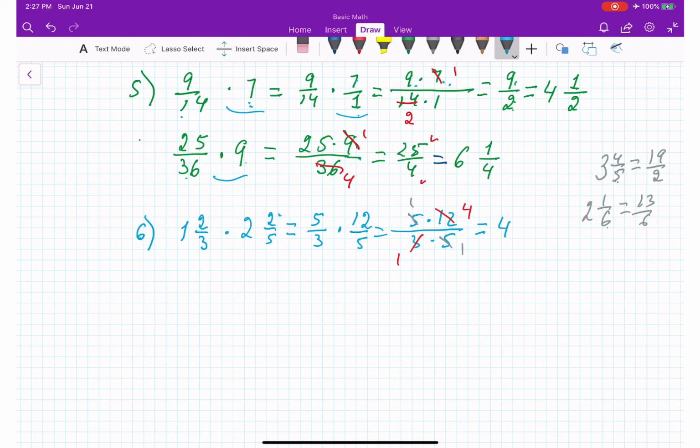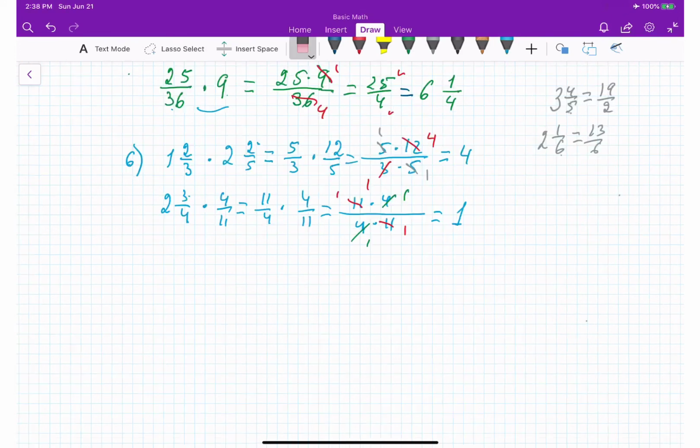All right, one more example with mixed fractions. I'm going to do a mixed fraction with a proper fraction. It is going to be 2 and 3/4 times 4 over 11. So 2 and 3/4 is 2 times 4, 8, plus 3, 11 over 4, times 4 over 11. Well, what are we going to get? 11 times 4, 4 times 11. The bottom line is no number is going to survive. Everything will be cancelled. 11 will be cancelled with 11, and 4 is going to be cancelled with 4. So the answer is going to be 1.